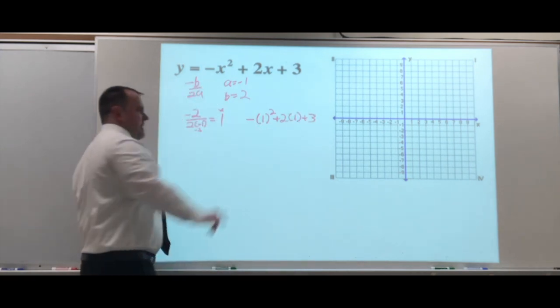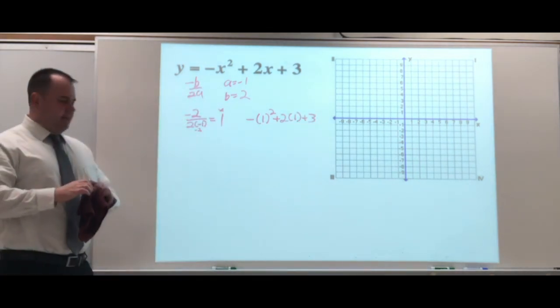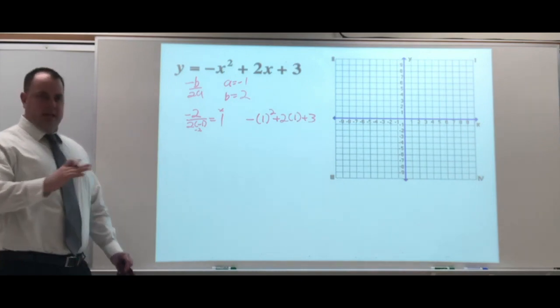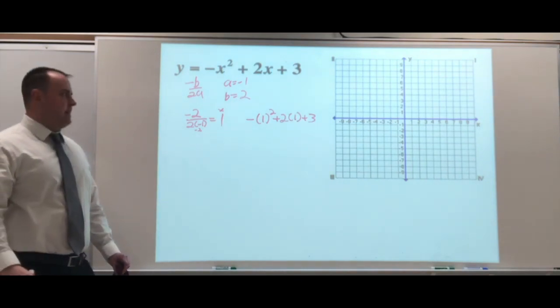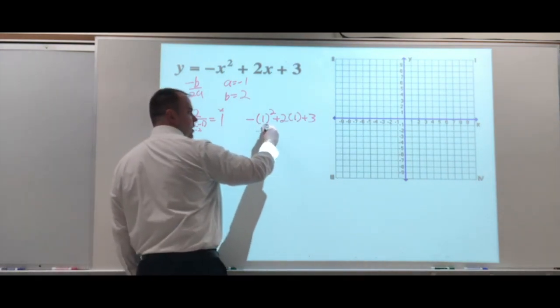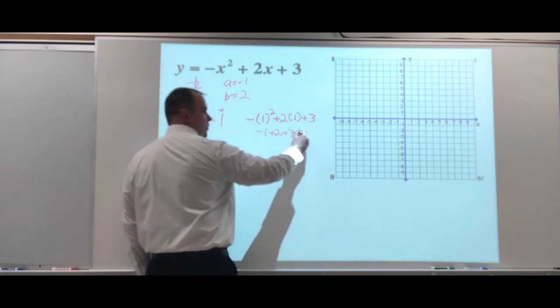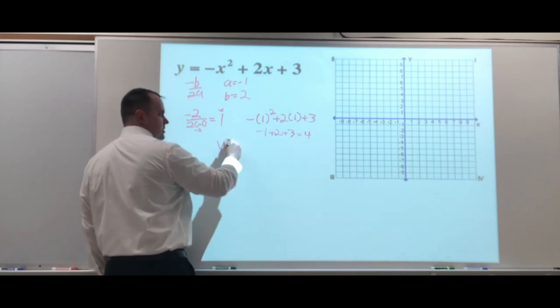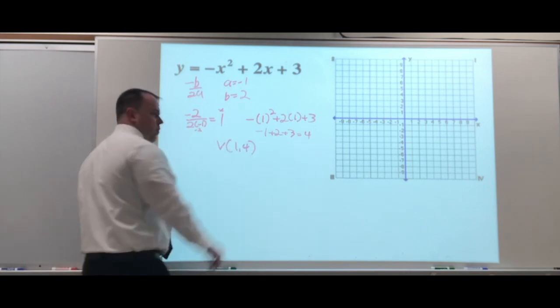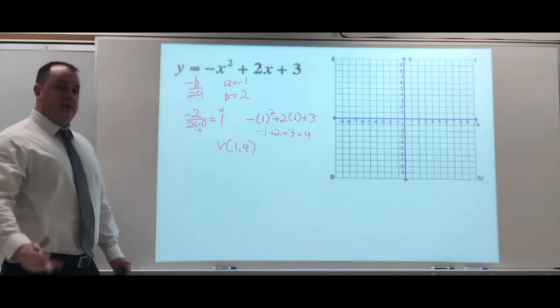Now, make sure you have that negative sign outside the parentheses when you're plugging that in. Putting it inside parentheses will give you a different answer. So we have -1 plus 2 plus 3. That should give us 4. So our vertex is 1, 4. Okay, so that's going to be our first point.